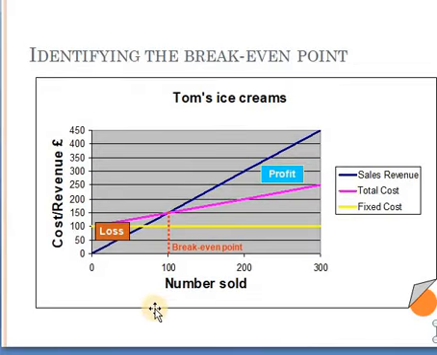Now I just need to determine the break-even point. It is the intersection of the total revenue with the total cost, and you can see that it is the point at 100. So this means that I have to sell 100 ice creams in order to break even. This means that I didn't make any profit and I didn't lose as well. If Tom sells more than 100 ice creams, he will start to generate some profit. So this is my break-even point, this is the loss area, and this is the profit area.